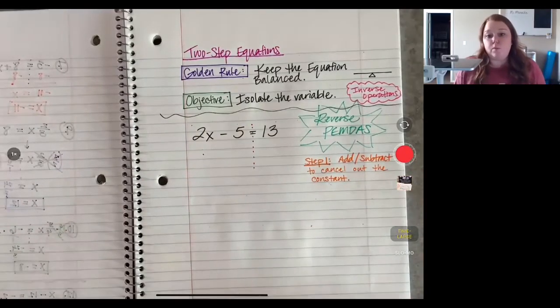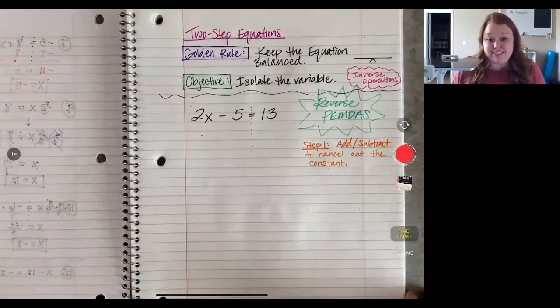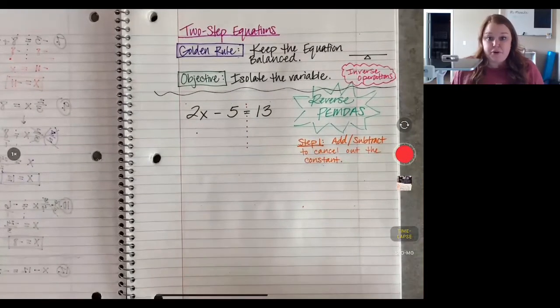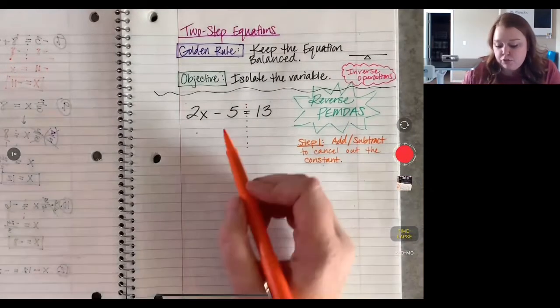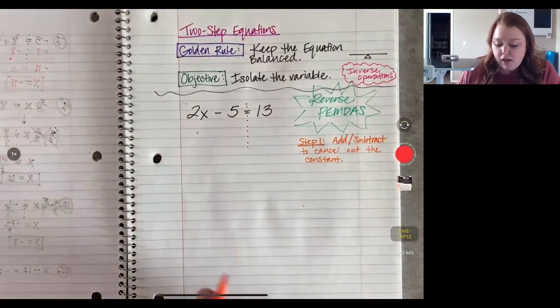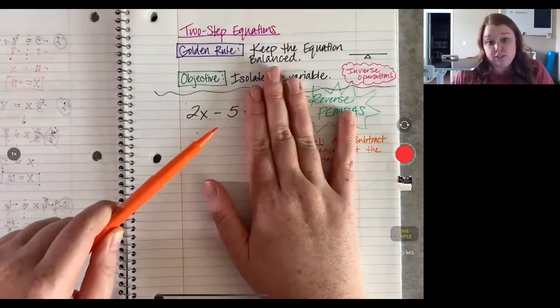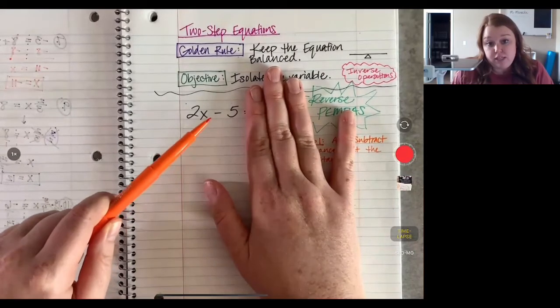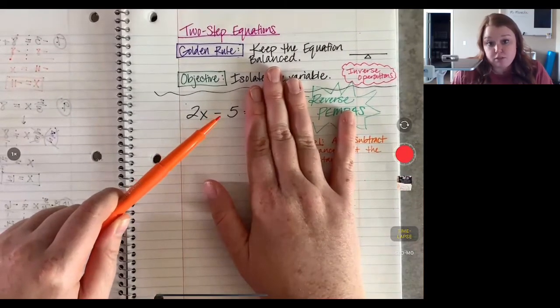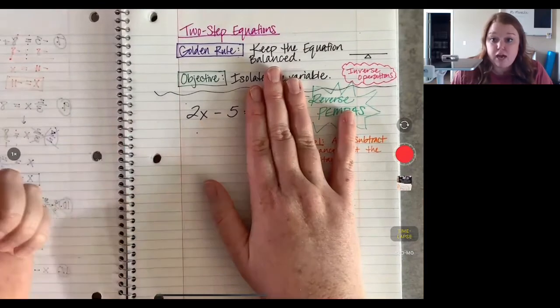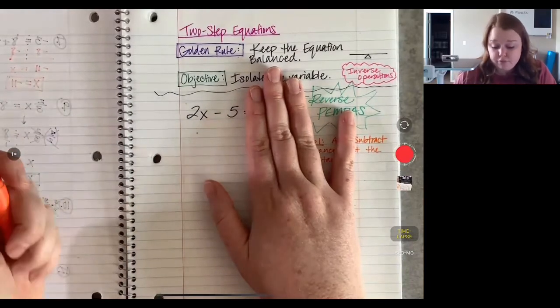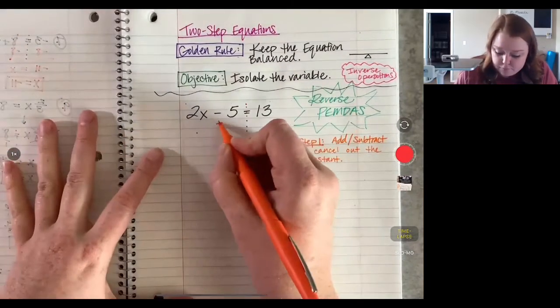Okay, so that's step one, is you want to get rid of the constant. Okay, so let's go ahead and do that over here. I want to get rid of the 2 and the 5, but the one that has to go first is that constant, the 5. Now, that minus sign belongs to the 5, so it's kind of like a negative 5. How would you cancel out a negative 5? Well, you would add 5.